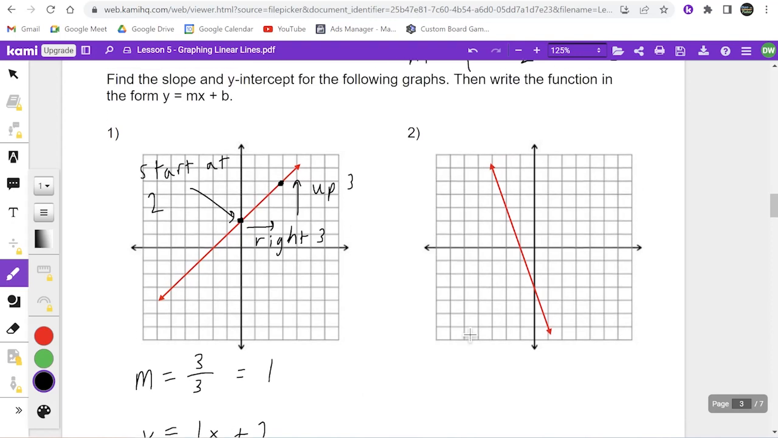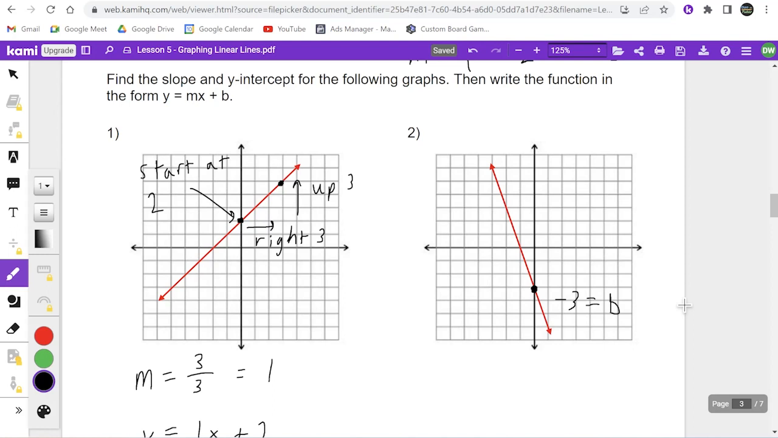Okay, good. Now for the next one, I don't want you to try it on your own because this one's more challenging. Basically what I'm saying is, for this one, what's the starting point right there? Looks like the starting point is at 1, 2, 3 down. When you're going down, that's negative. So in other words, I'm saying b is equal to -3.